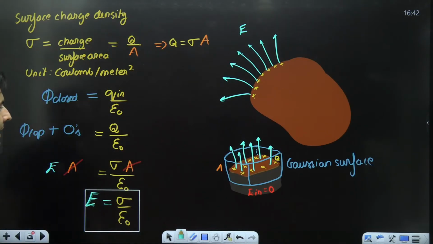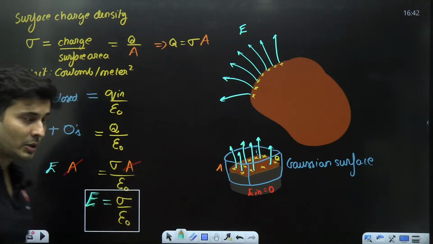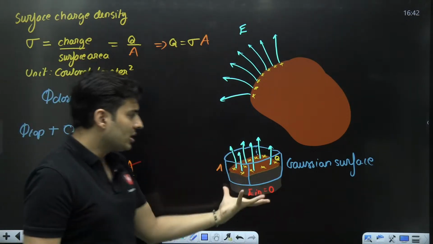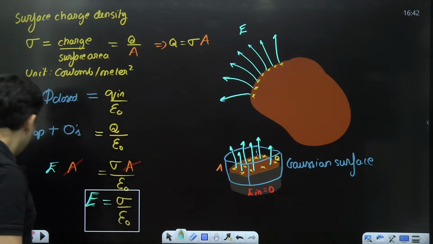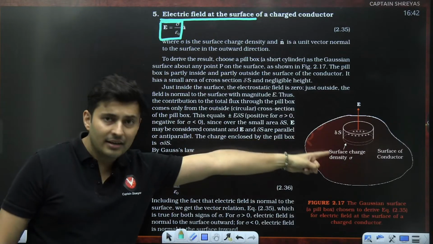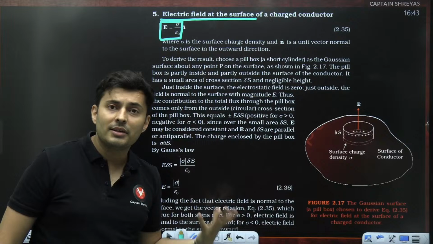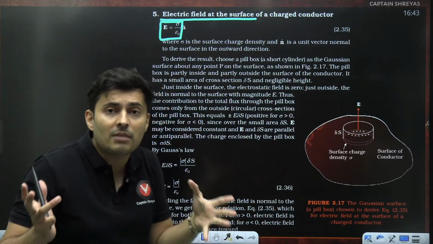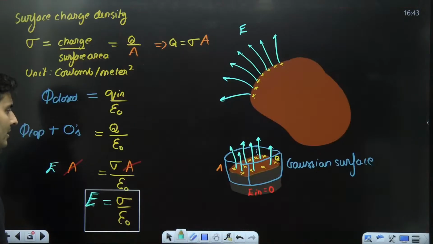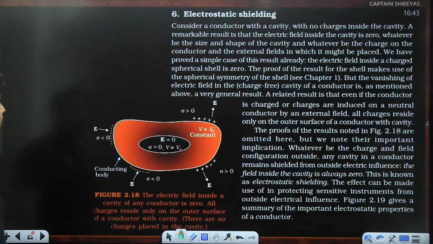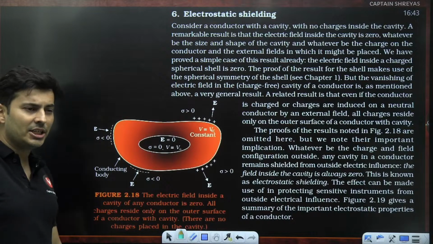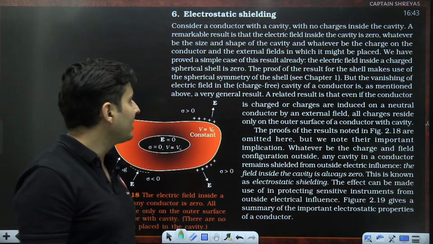So now you know the derivation, how it works. You have visualized this properly, and I showed you this Gaussian surface is any random surface, but in NCERT I think they have taken a cylinder, which need not always be true. You can take any shape, it doesn't matter. You just saw that over here. All right, moving on to the next one, which is electrical shielding, and this is a very, very interesting thing.